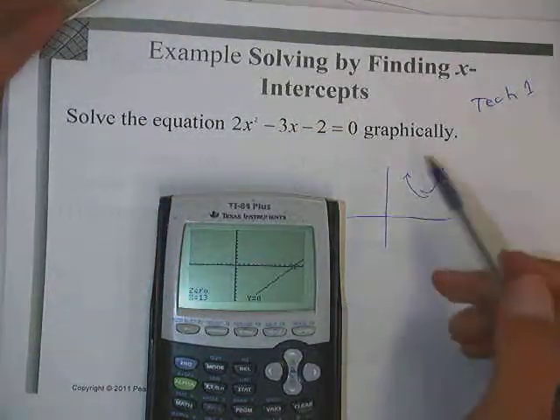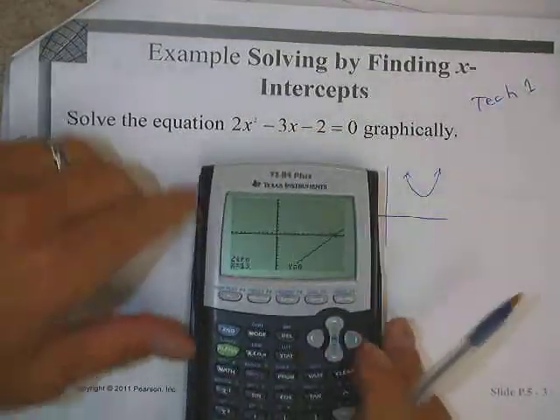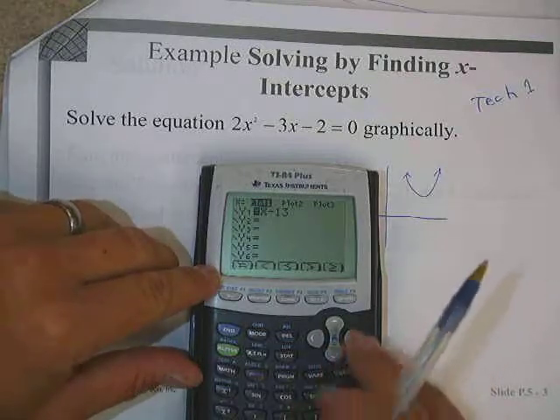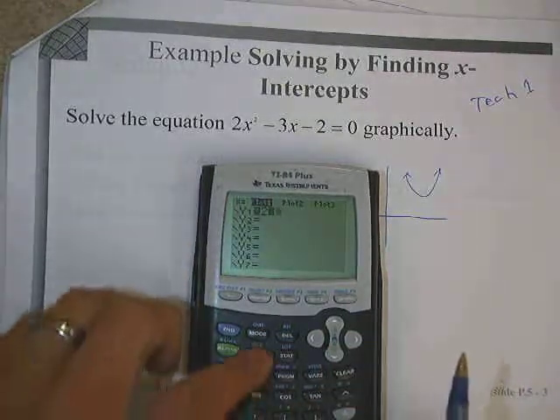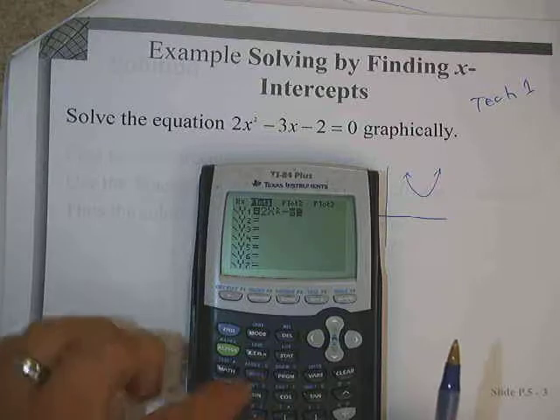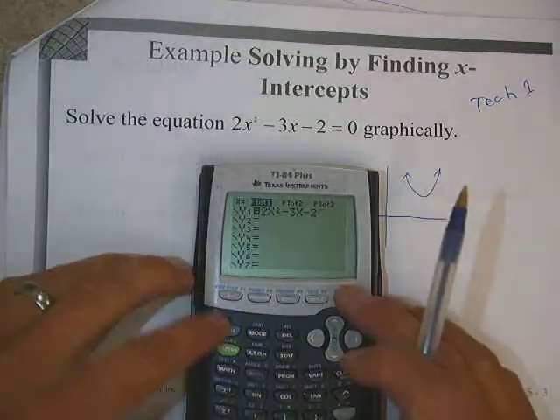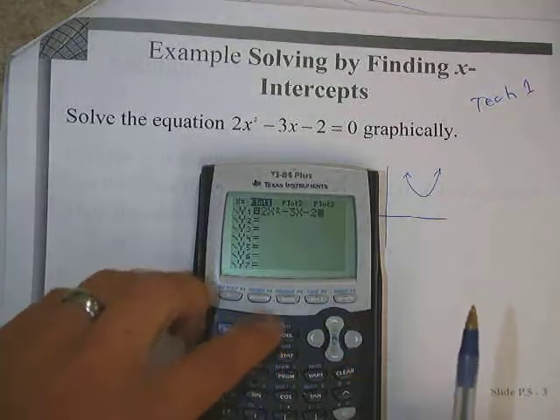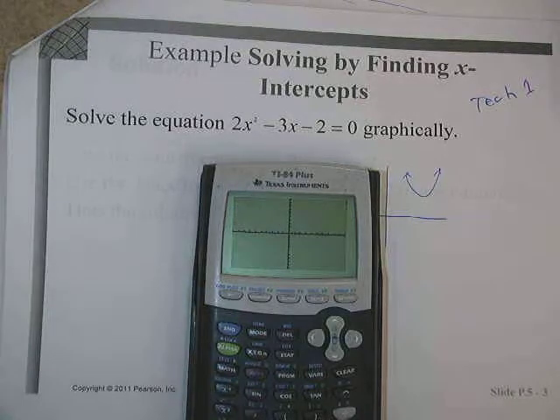There doesn't have to be a real answer. We know that there could be imaginary answers. We'll deal with that in P6. But ultimately, we need to see if we can find x-intercepts if we're going to do this with a graphic approach. So let's go ahead and put that into our calculator.